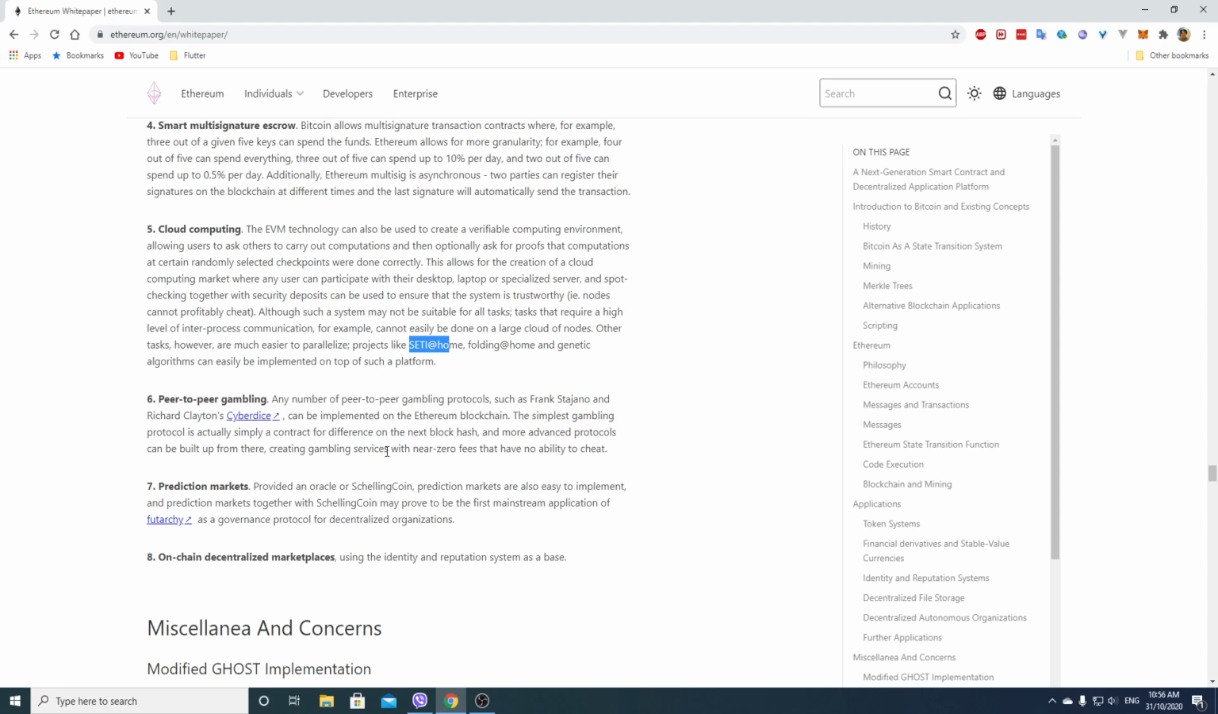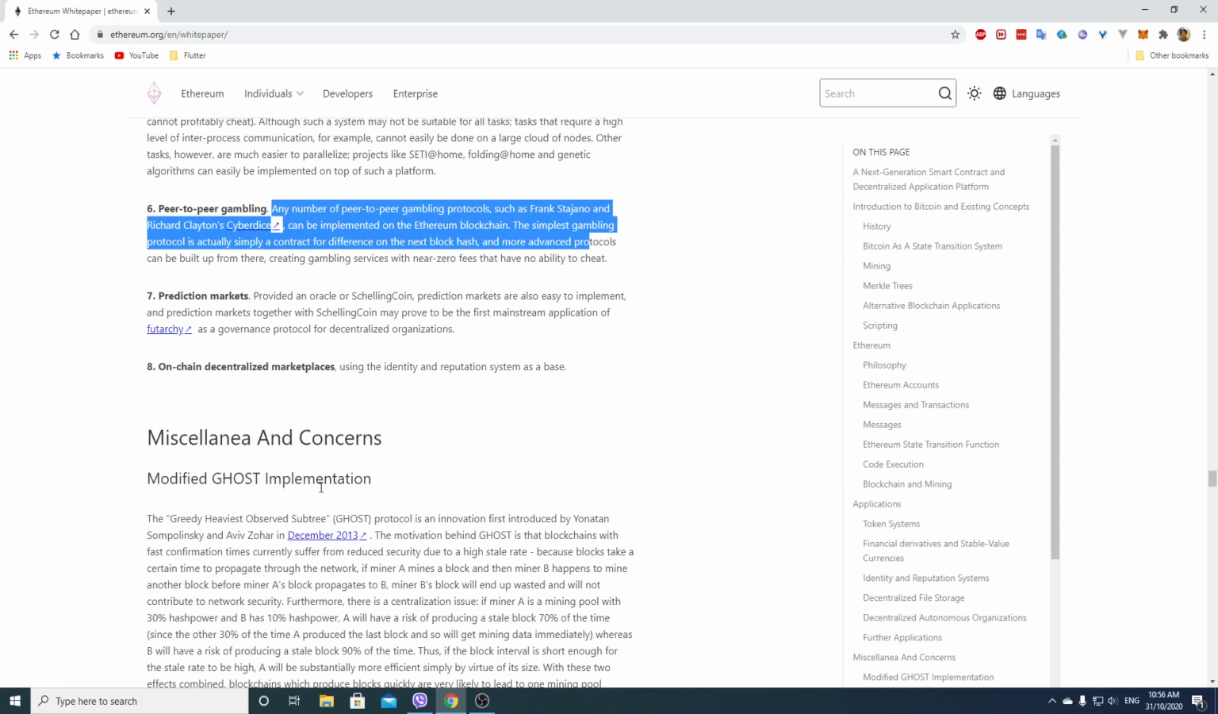Peer-to-peer gambling. Any number of peer-to-peer gambling protocols, such as Frank Stajano and Richard Clayton's Cyberdice, can be implemented on the Ethereum blockchain. The simplest gambling protocol is actually simply a contract for difference on the next block hash, and more advanced protocols can be built from there, creating gambling services with near-zero fees that have no ability to cheat. Also, this is for sure implemented somewhere.